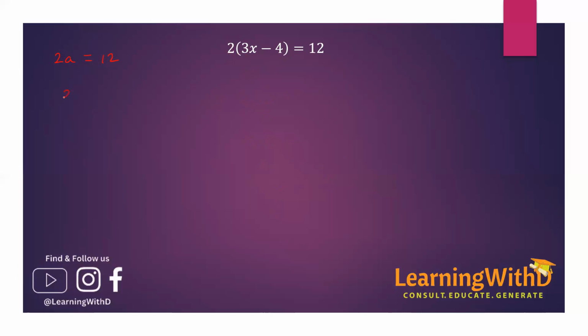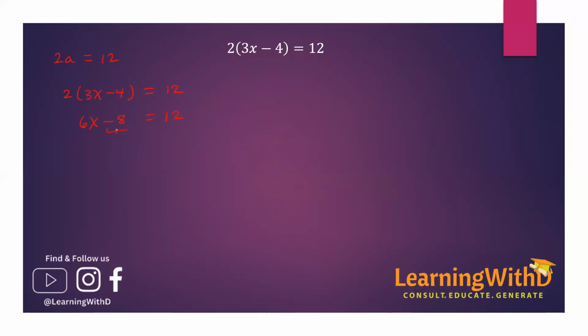So I have 2(3x minus 4) is equal to 12. So 2 times 3x, so again, when there's a bracket situation, if we're multiplying by something on the outside, it has to be multiplied by everything inside the bracket. That's how we expand it out. So 2 times 3x is 6x. And 2 times minus 4 is minus 8. And this is equal to 12.